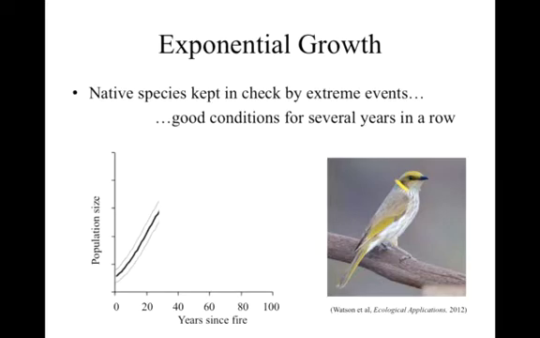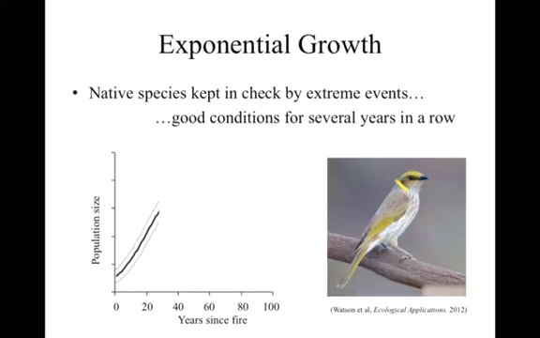And so you'll have good conditions for a couple of years in a row, and the population will start to take off and grow exponentially, but then all of a sudden something terrible will happen, like a forest fire or 5 years of drought, and the population will get knocked back down again to a much lower level where resources, again, are not limiting. There's plenty of food, there's plenty of nesting spaces, there's plenty of everything, but again, some terrible environmental event has caused the population to crash.